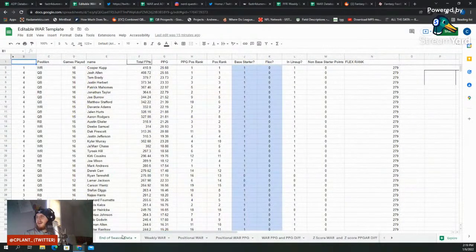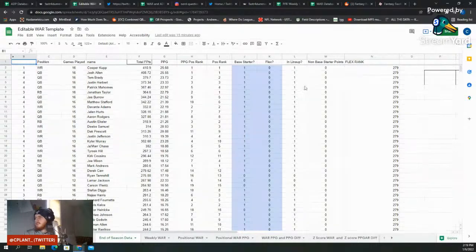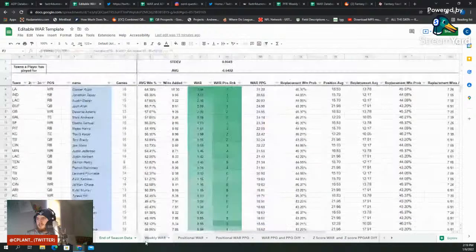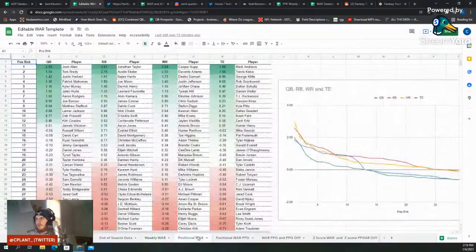So after I did that, this is just a bunch of calculations on how I figured out who's starting. It's a bunch of boring stuff. You don't have to really know how I did that. So this over here is where we get to the fun part, right? In these settings, Josh Allen provided 2 wins above replacement, which doesn't seem right.